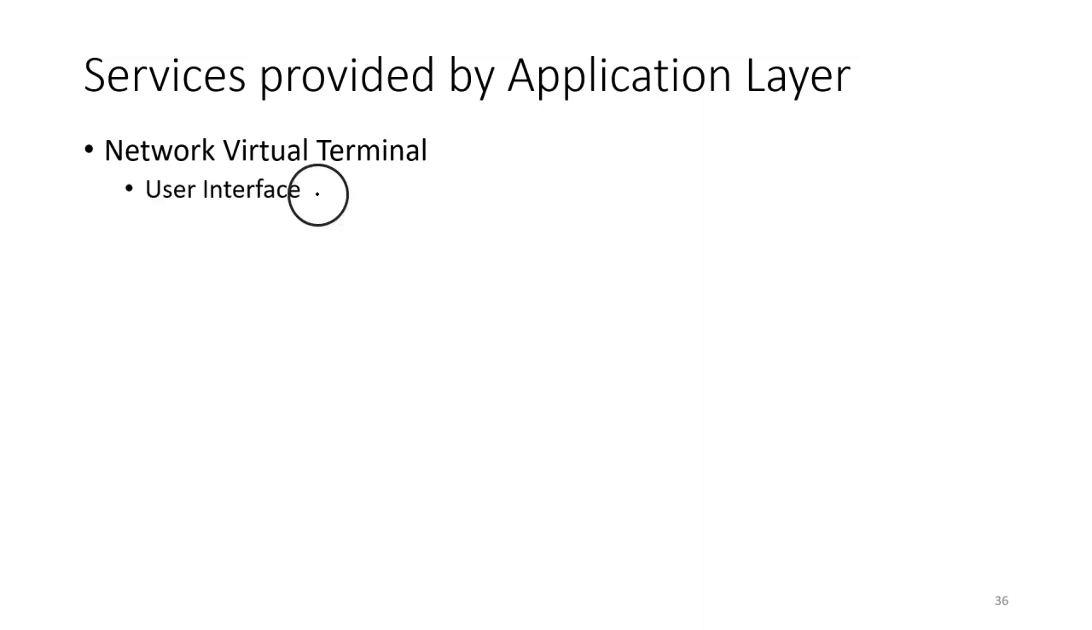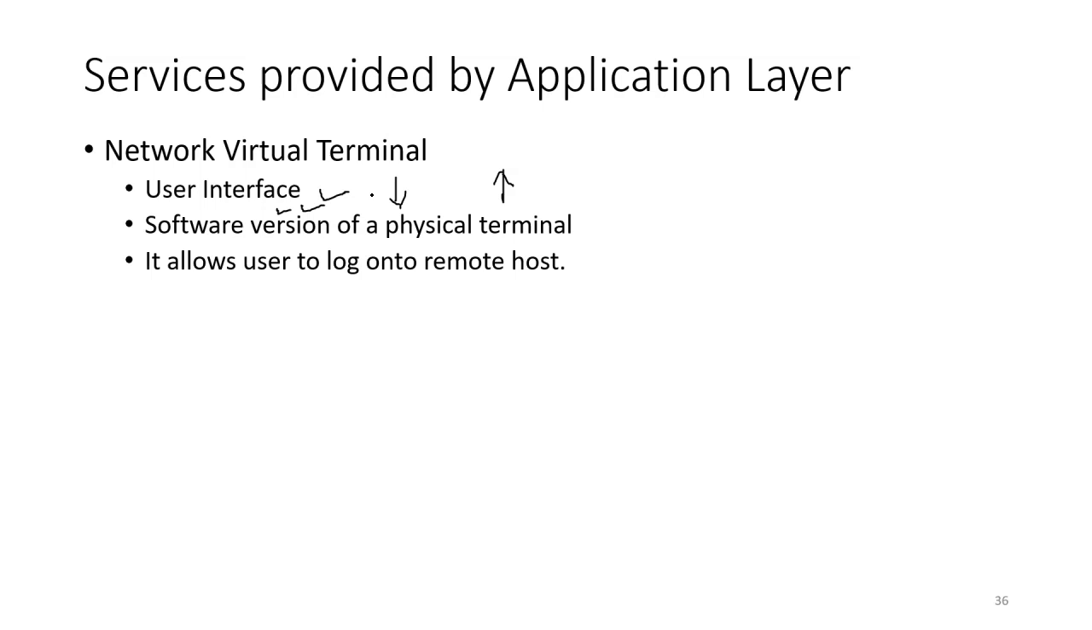Now let's see the services provided by the application layer. The first service is network virtual terminal. As we have seen, the application layer acts as a user interface between the network terminal and the user. Means at the sender side, the user sends data to the application layer, and at the receiver side, the application layer sends data to the user. So that is the user interface function. Means it acts as the interface between the user and the terminal. And this user interface is possible with a set of programs. So we call the application layer a software version of the physical terminal. Then the application layer allows the user to log on to a remote host.